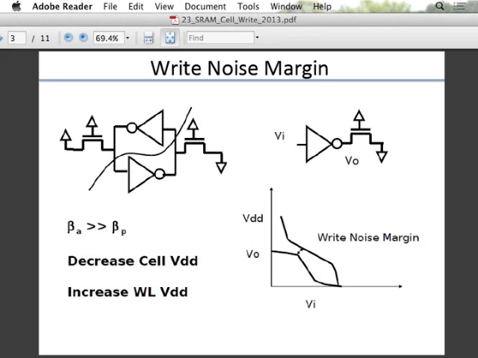So as we said, you can improve the noise margin by increasing the word line VDD to strengthen this device so that this pulls down even more, or you reduce the cell VDD. Okay, that is another way. Because when you reduce cell VDD, what it does is it weakens the PMOS, with which this is good. So again, you'll pull this thing down.